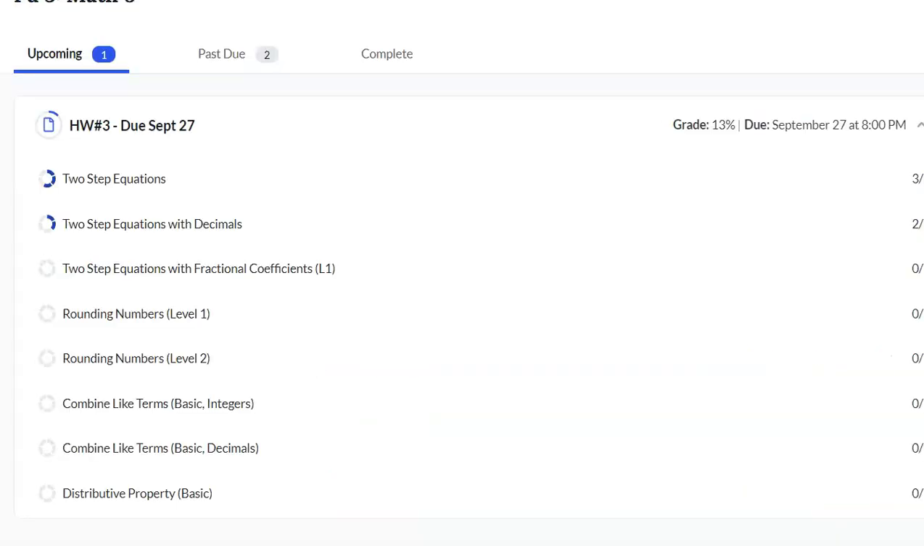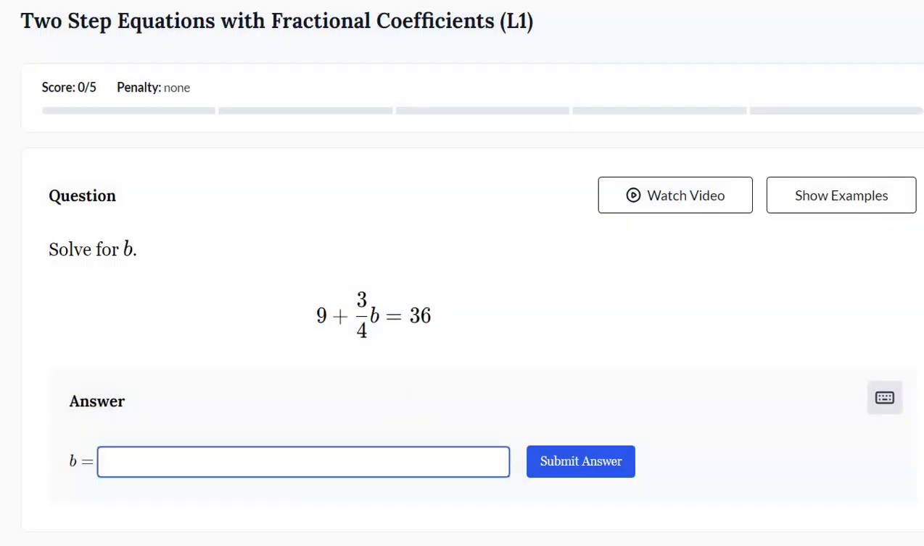All right, let's take a look at the third topic. Two-step equations that have fractions as the coefficient. So same steps, find the variable, clear the constant, but this time, instead of dividing by the coefficient, we're going to multiply by the reciprocal.